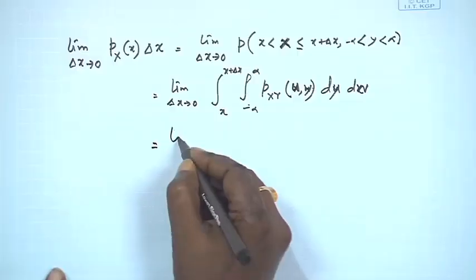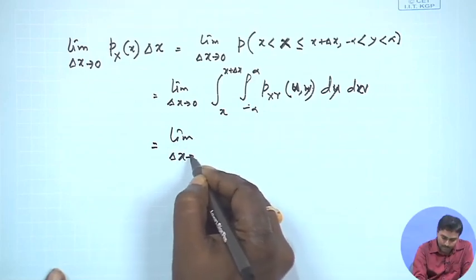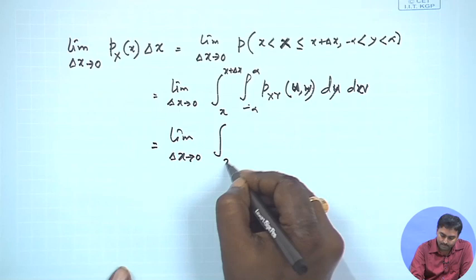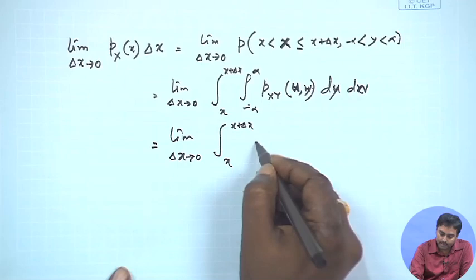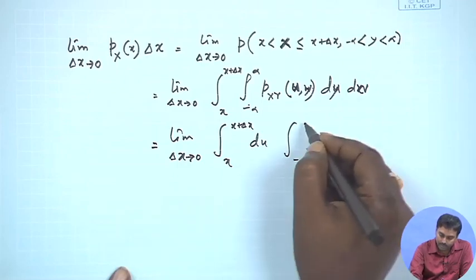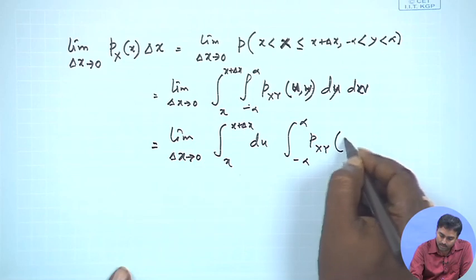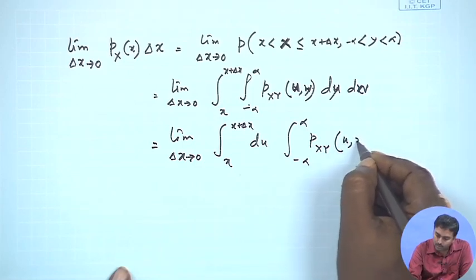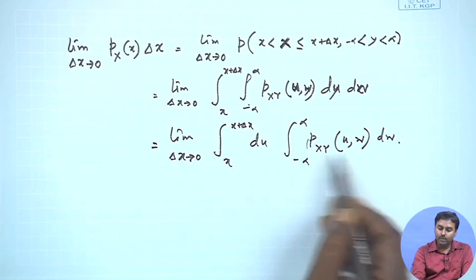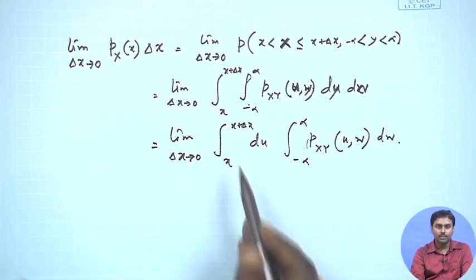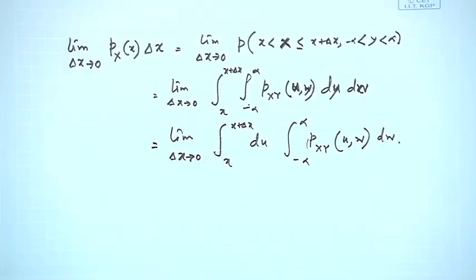So, within that interval, this is not changing, okay, as x varies, this is not changing. So, what I can do, I can actually separate out this integration. So, I can still write del x tends to 0, I can take x to x plus del x du, wherever that x variability is there, and y from minus infinity to plus infinity p x y u, w dw, right. I can write it this way. Why could I separate this? Because I know that this particular thing is constant with respect to x. So, therefore, x integration and y integration can be separated out. I will have nothing within this, okay.